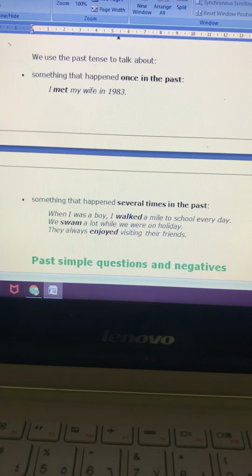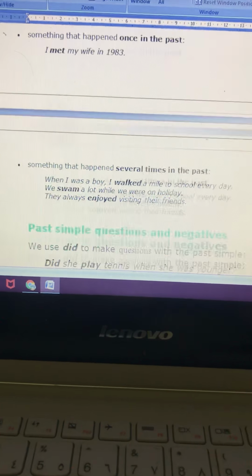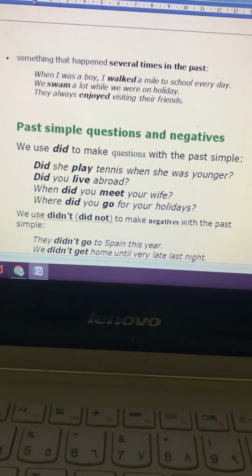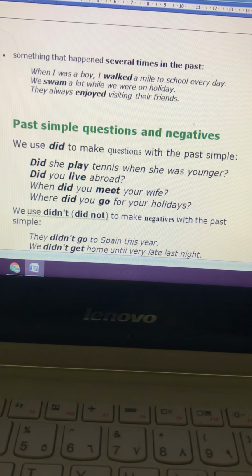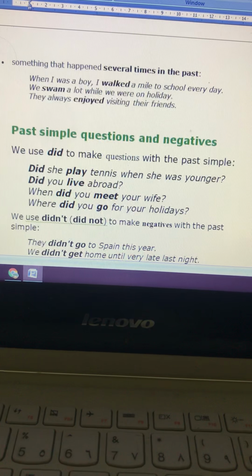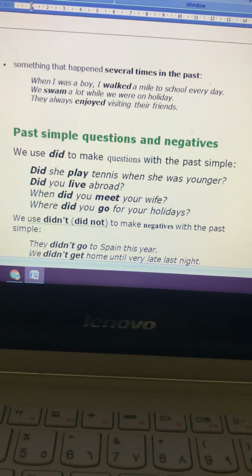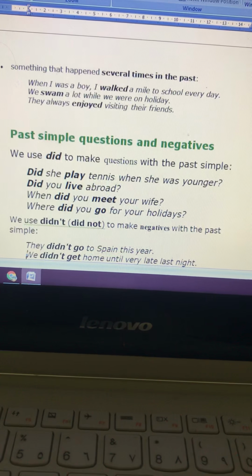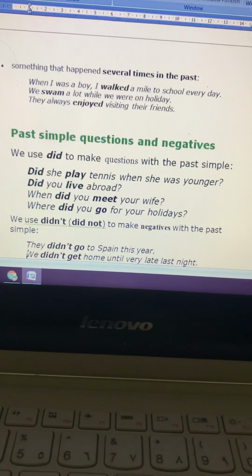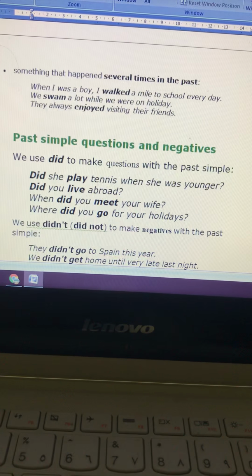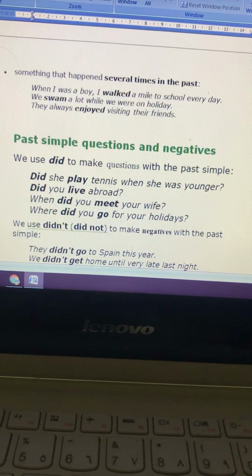Let's move to the past simple questions and negatives. We use did to make questions with the past simple. For example, did she play tennis when she was younger? Did you live abroad? When did you meet your wife? Where did you go for your holidays? In these examples, as you can see, we add did to make a question.